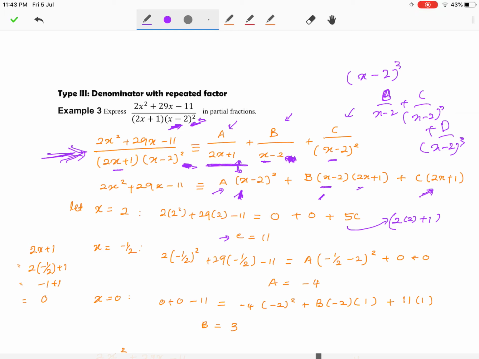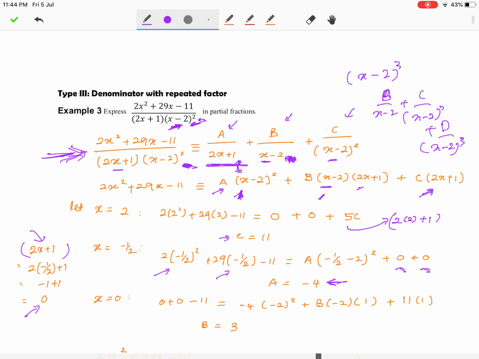Then again, I substitute x equals to negative half because of this factor. If I put negative 1 over 2 as x, I will have 0. So 0 is good. You make things simplified dramatically. You put x equals to negative 1 over 2 here also. You can see that immediately the second and the third terms vanish, so you have A equals to negative 4. Use your calculator if you want.